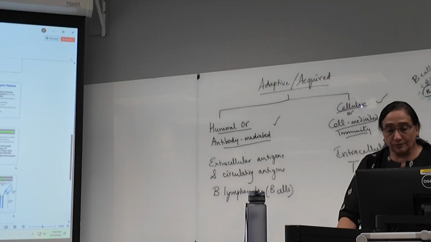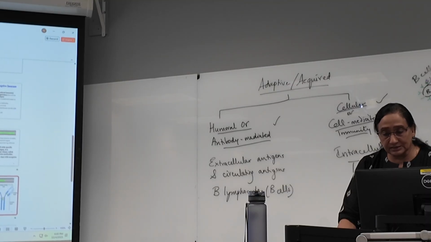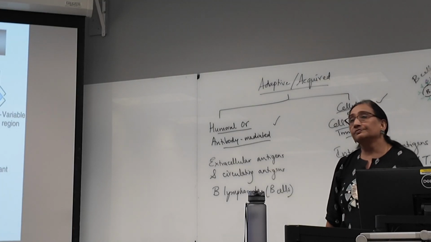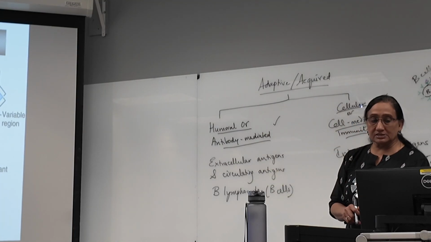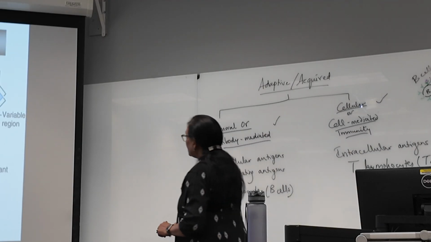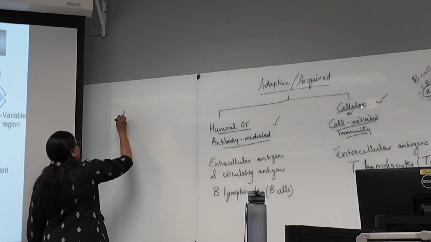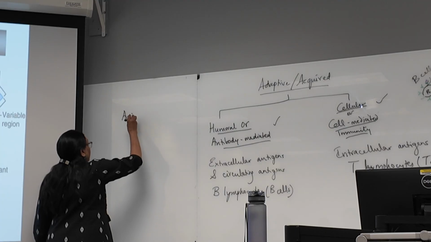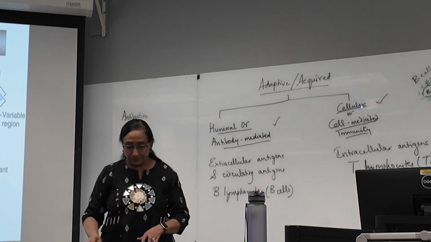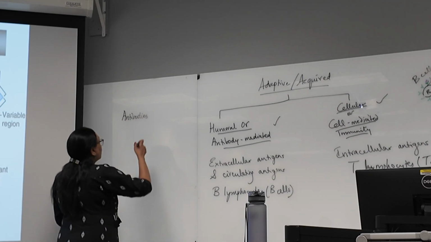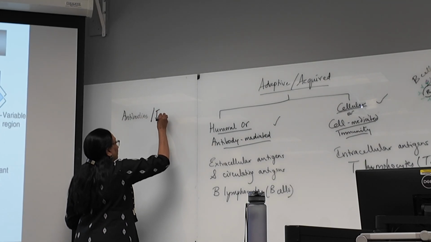When you look at antibodies, this is the general structure. An antibody looks like this. It's a protein. Please remember, antibodies are proteins, nothing else. Another name for antibodies is immunoglobulins.